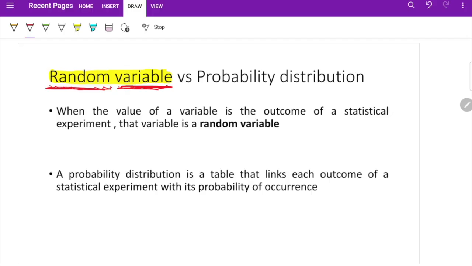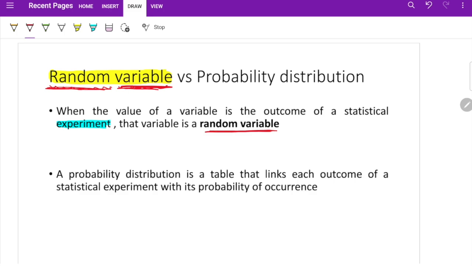When the value of a variable is the outcome of a statistical experiment, again we are back to the experiment because we're doing experiments, we call the variable a random variable. It is the value that the variable takes for the outcome of the experiment that we call a random variable.